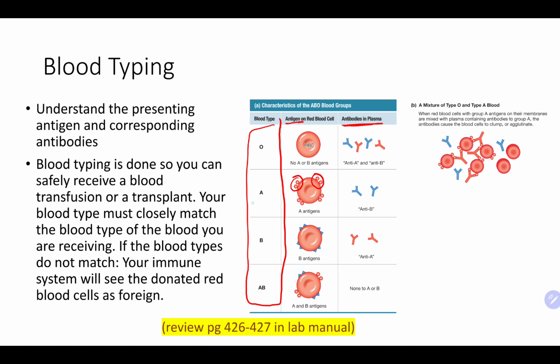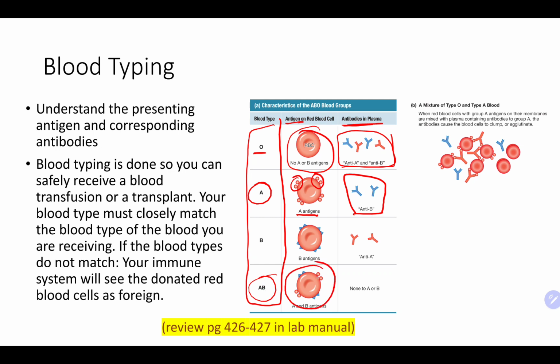So for example, if you're blood type A, you're going to have A antigens on the surface of your red blood cell, but you're going to have anti-B antibodies in the plasma, right? Whereas if you're blood type O, you have no antigens on your red blood cell, but you do have both antibodies in your plasma. And if you're AB, you have both A and B antigens on your blood cell, but no antibodies in your plasma, of course, because these antibodies, when they target that antigen, are going to clump up and can cause hemolysis, okay?